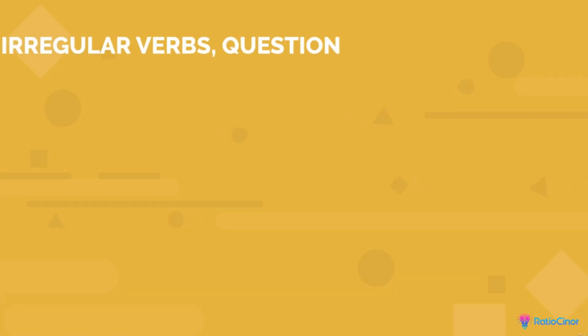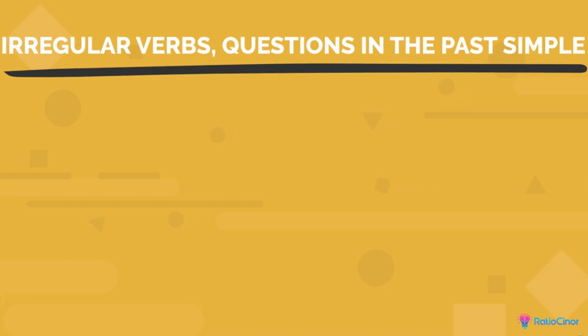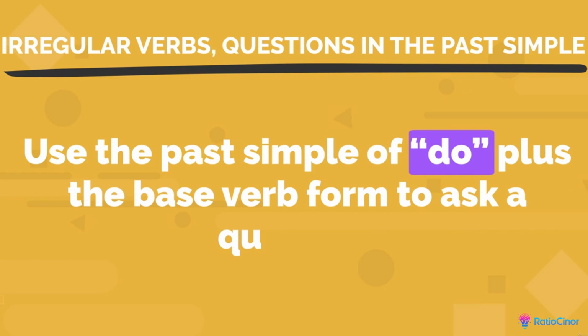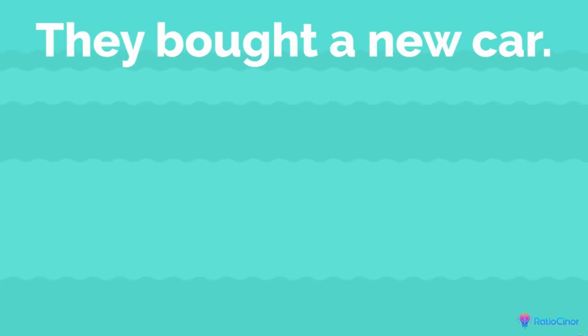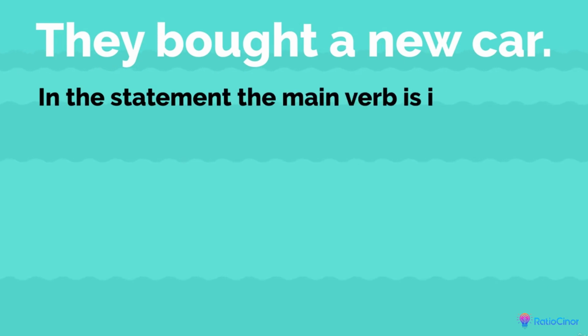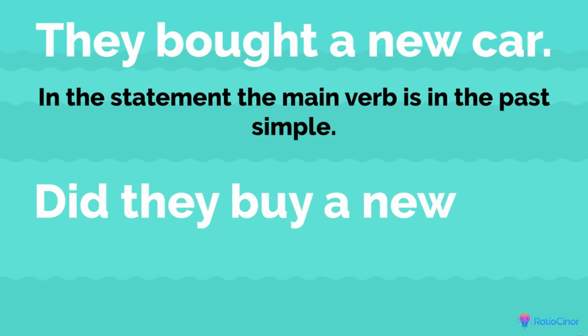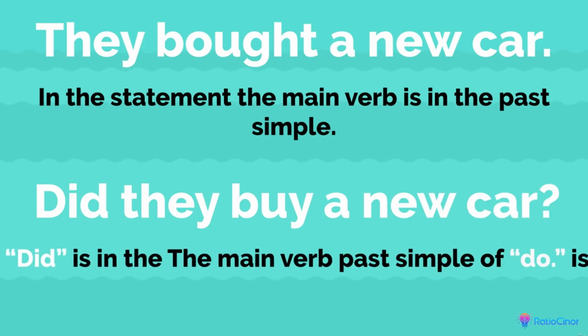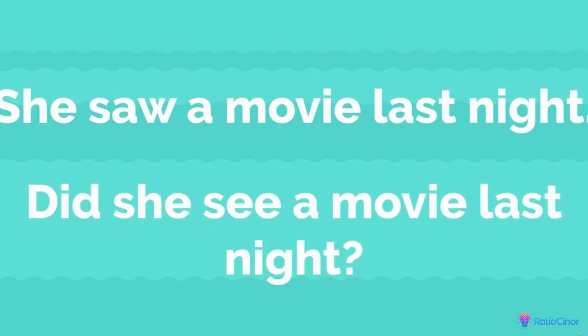Irregular verbs, questions in the past simple. Use the past simple of do plus the base verb form to ask a question. They bought a new car. In the statement, the main verb is in the past simple. Did they buy a new car? Did is the past simple of do, and the main verb is in its base form. She saw a movie last night. Did she see a movie last night?